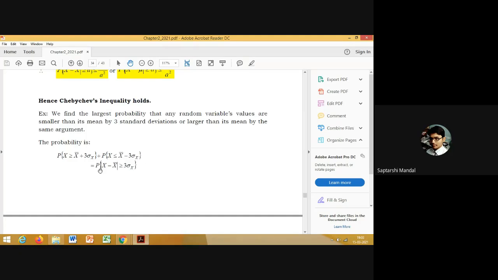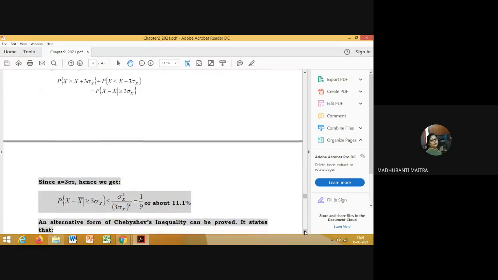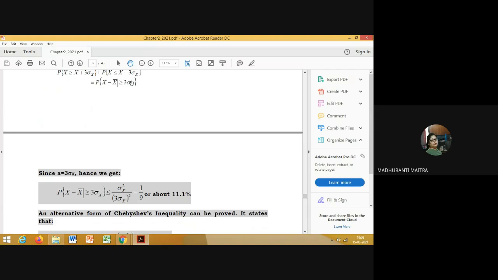Yes, ma'am. So this is nothing but the probability that mod x minus x bar is greater than or equal to 3 sigma x. So now directly we can apply Chebyshev's condition. Here, this is the value a, right? So this probability will always be less than sigma x square by a square. Now what is the value of a? The value of a is 3 sigma x, so a square is 9 sigma x square, and the probability is 1 by 9, or only about 11%.